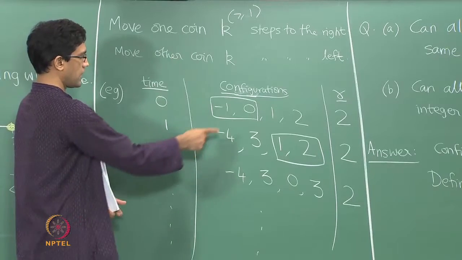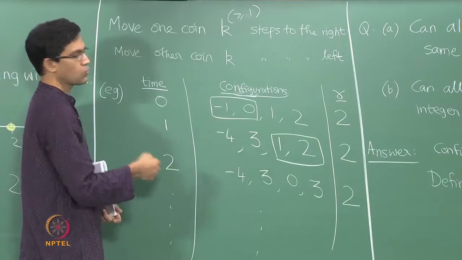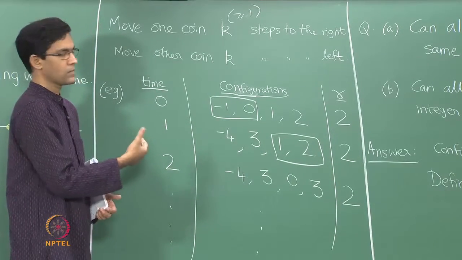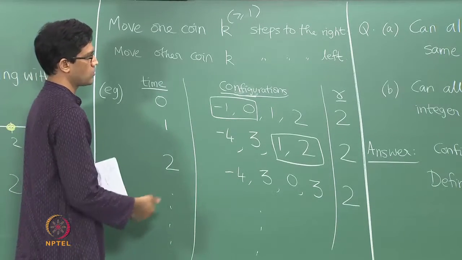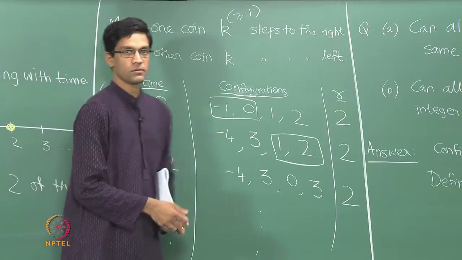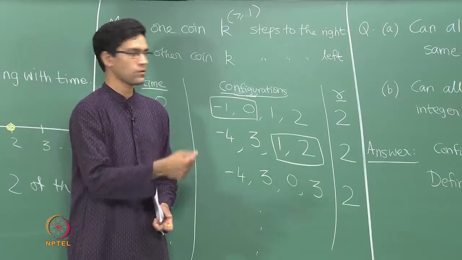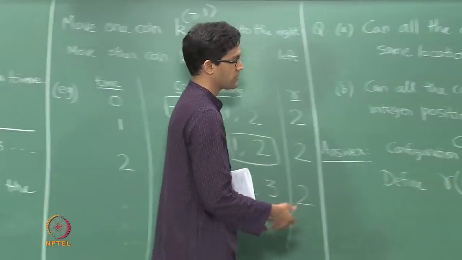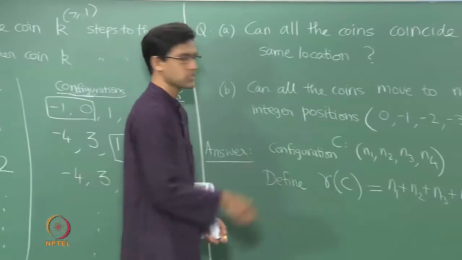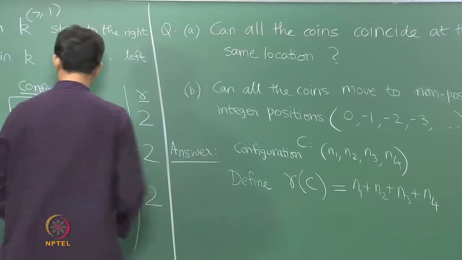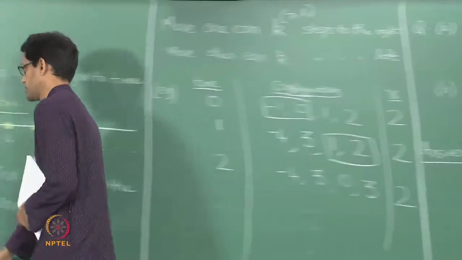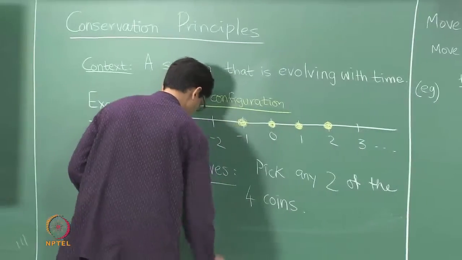Well, you pick any 2 of these 4 numbers, n1, n2, n3 and n4. You increase one of them by k and you decrease the other by k. That is what the rule says, and of course doing that will not change the sum of the 4 numbers, right. So one of them will increase by k, the other goes down by k, and the total sum remains a constant. Okay, so as the system evolves, the function gamma does not change. That is the key observation here.